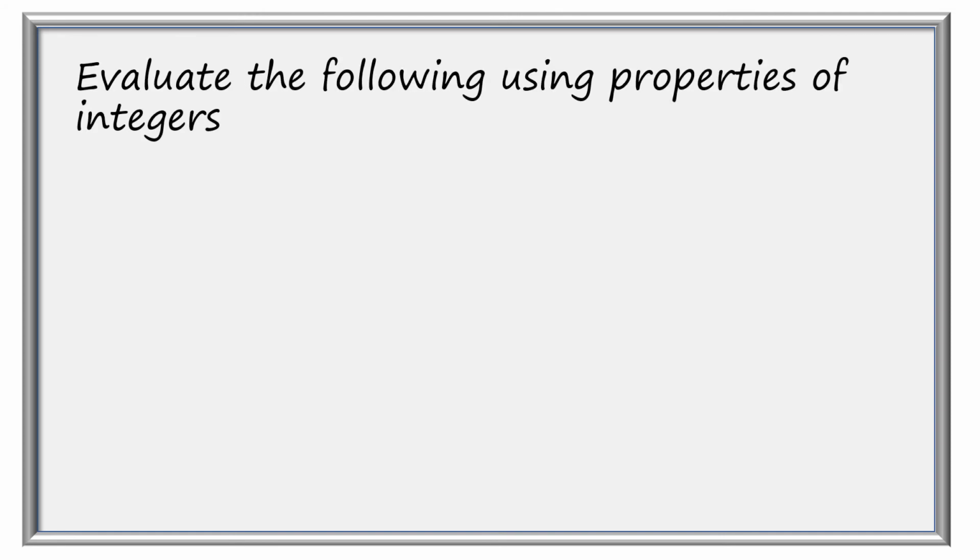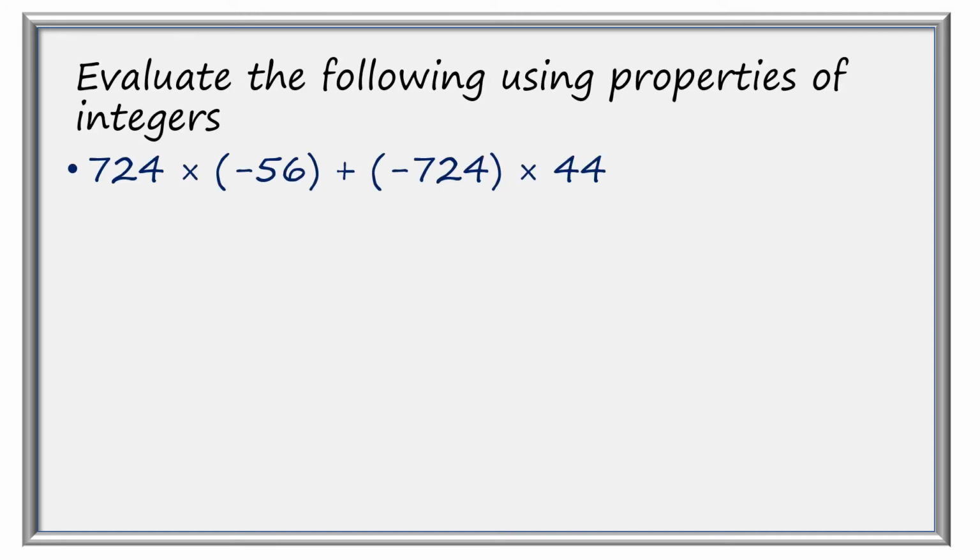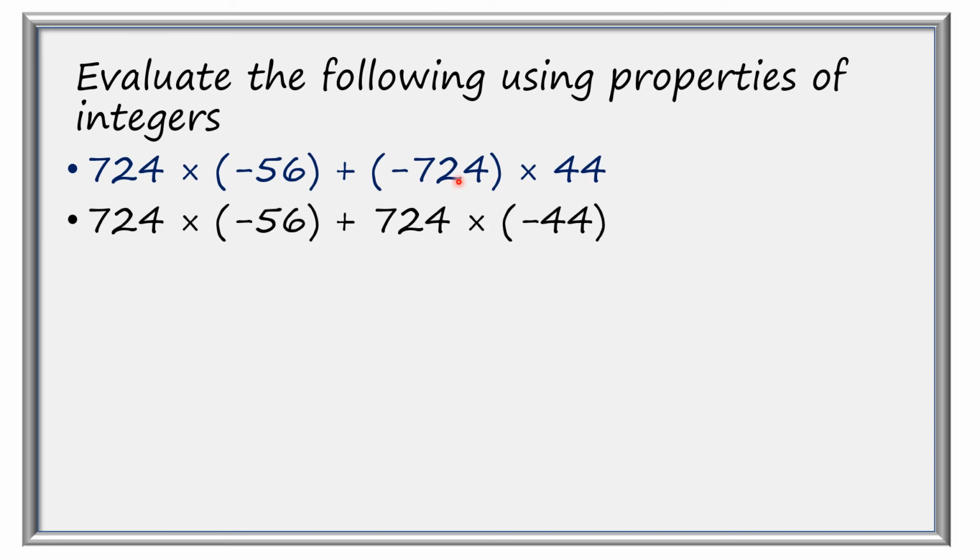Let us do one more question by using the distributive law. Just observe this, 724 multiplied by minus 56 plus minus 724 multiplied by 44. We know that if we multiply one positive and one negative integer, our product will be a negative integer. So we can write this part like this also, 724 multiply minus 44. We can put this negative sign here also. Now we can take 724 as common just by using the distributive law.